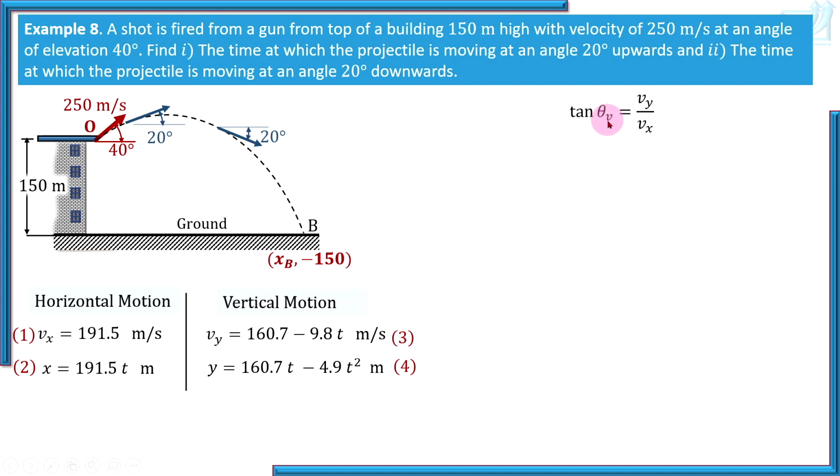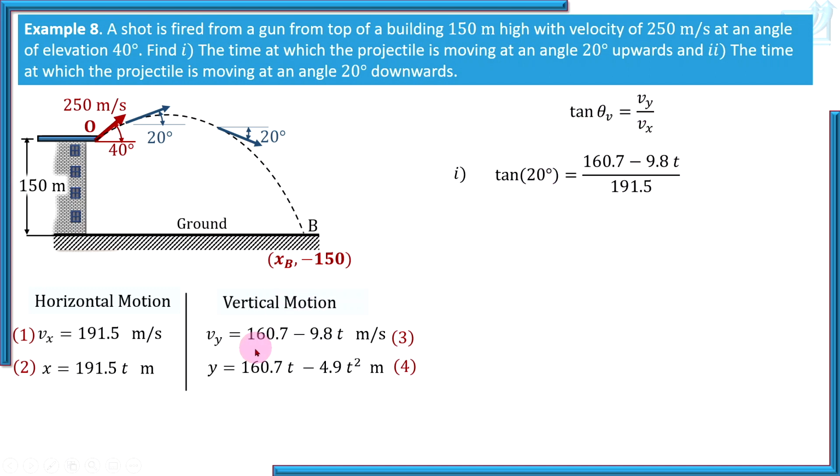Tan theta v gives the direction of velocity. How do we find the direction of velocity? Tan theta v is equal to Vy by Vx. So in the first case, the angle of velocity theta v is 20 degrees. It's given, so put theta v as 20 degrees.